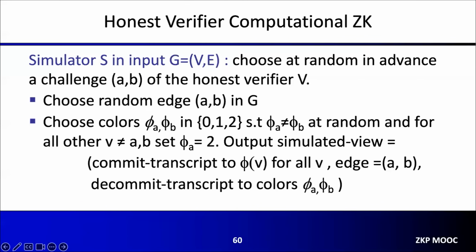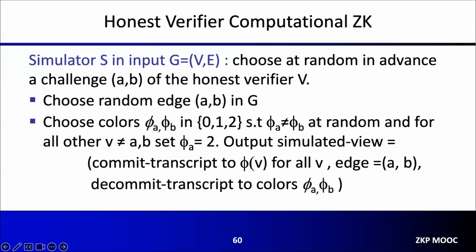Rather than first taking a coloring and committing, how can he do that? The simulator doesn't know a coloring. There's no way he can do that. Can't even get off the ground. So what the simulator does is it chooses at random in advance the challenge of the honest verifier, which is just a random edge. Then it chooses a bunch of colors, which really don't matter. He can color the whole graph in the same color, except for that edge that in the lucky execution, the verifier will ask him. That's the AB edge. And it colors it in 2 different random colors.